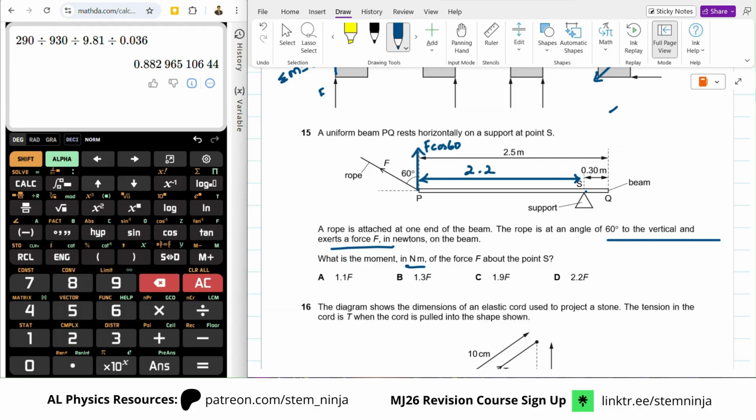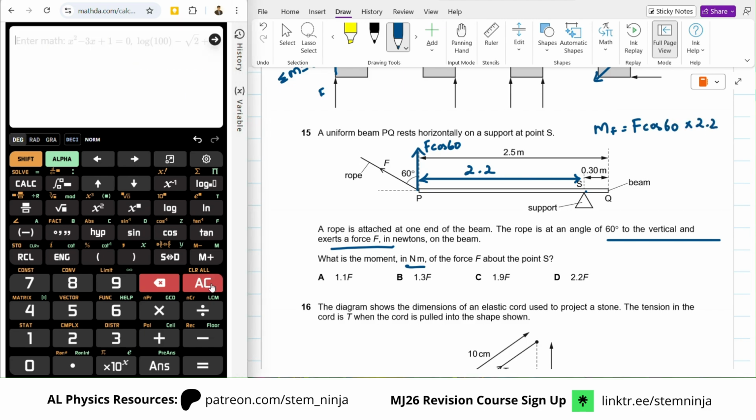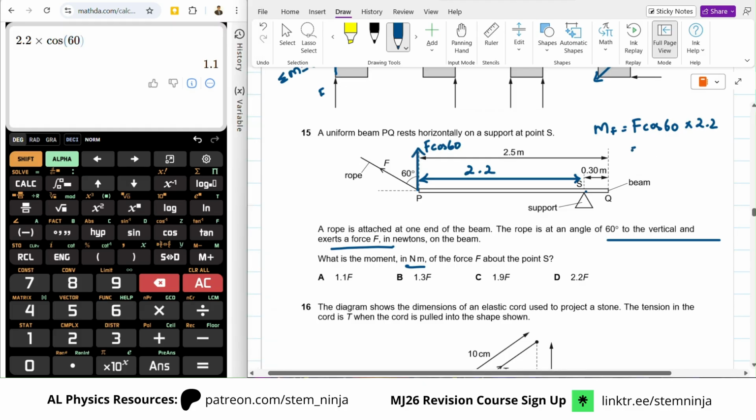So the moment of force F would be F cos of 60 times 2.2. So 2.2 times cos of 60 is 1.1. So F times 1.1, so that would be A.